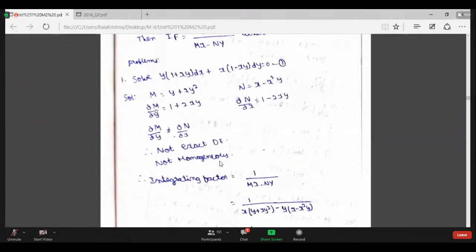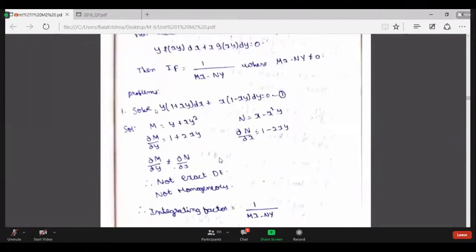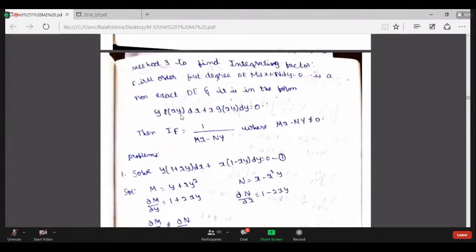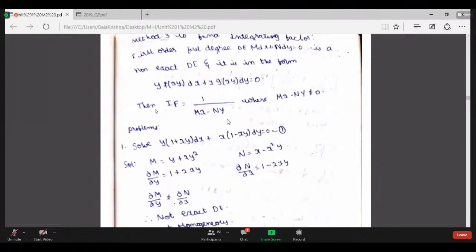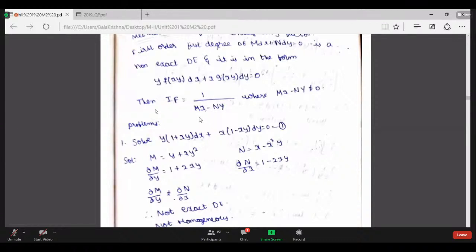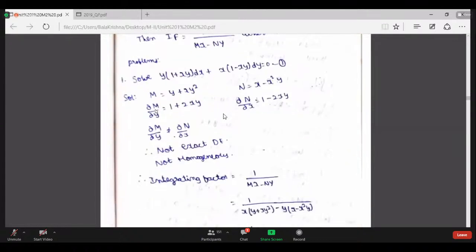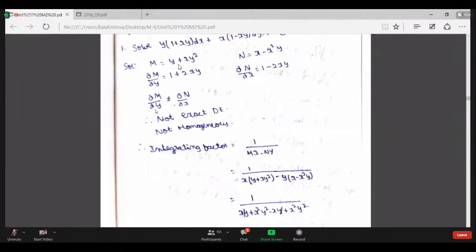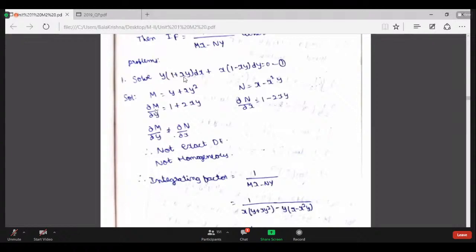So it is non-exact, non-homogeneous. And if you can split it in the format y into a function of xy plus x into a function of xy, then you can have the integrating factor as 1 by mx minus ny, right? So directly the question itself is given as y into a function in terms of xy, plus x into a function in terms of xy. You may ask me that 1 is there. That means you can treat this as x power 0, y power 0, so this is a function in terms of xy.